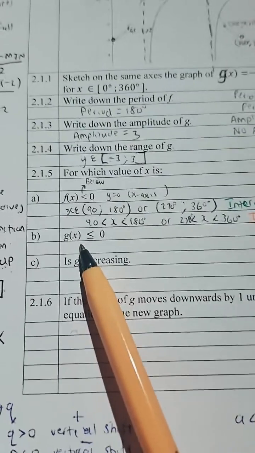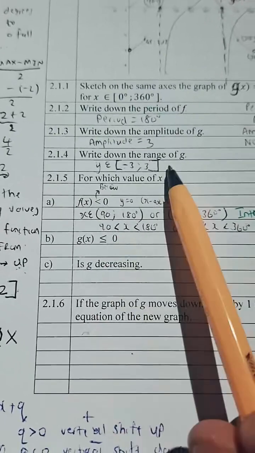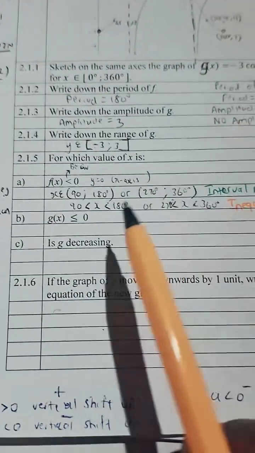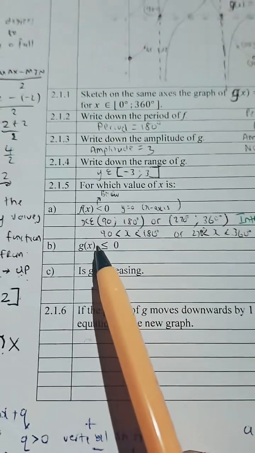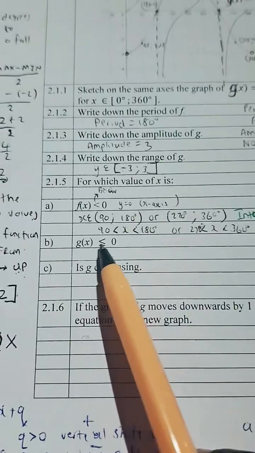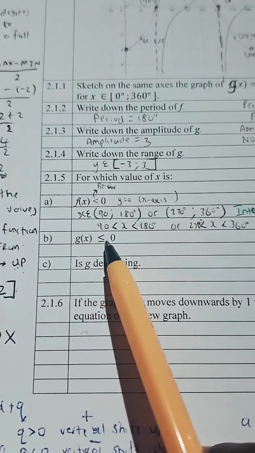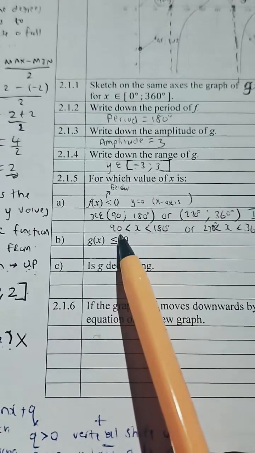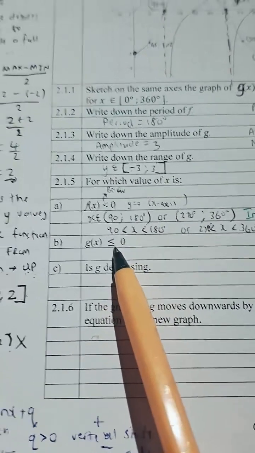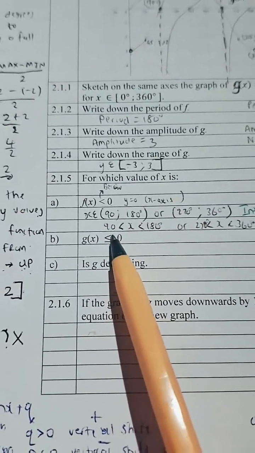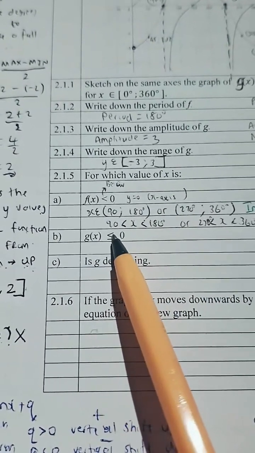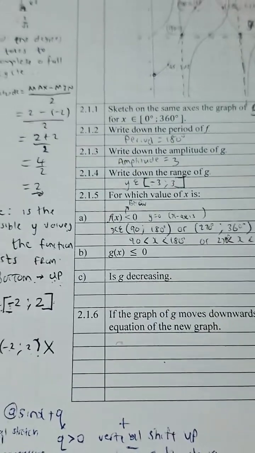B. For which values of x is g of x less than or equal to 0? Guys, you never know, you'll get penalized by some individuals who don't know that other way. They also know only one way. For which values of x is g of x less than or equal to 0?